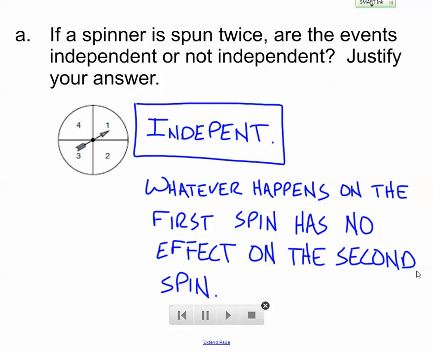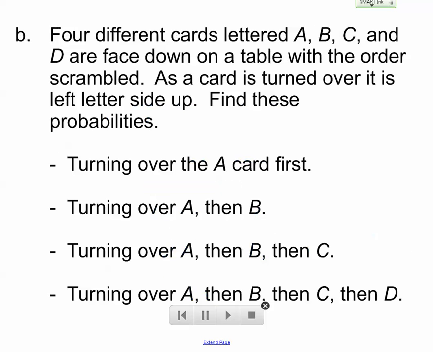So if I wanted to find the probability that I spin the number 3 twice in a row, well, there's 1 three out of 4 numbers. So the probability that it hits 3 the first time is 1 out of 4. And the probability that it hits 3 the second time is 1 out of 4. So we would just multiply those fractions, and we'd get the probability that we get 3 twice in a row. It'd be 1 out of every 16 times I'll get 3 twice in a row. Okay. But we're dealing with dependent events today.